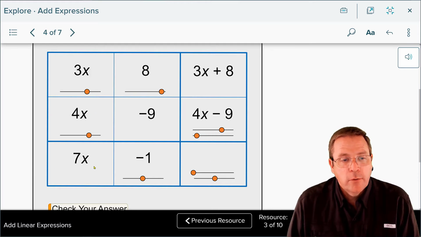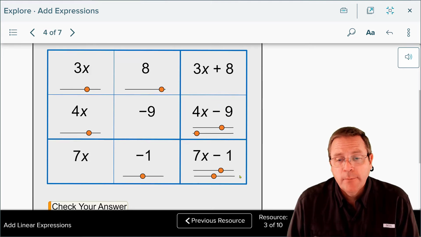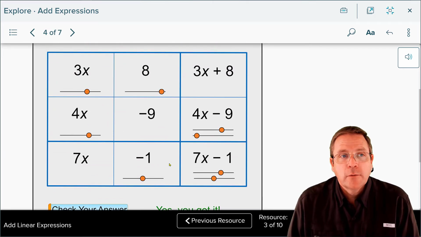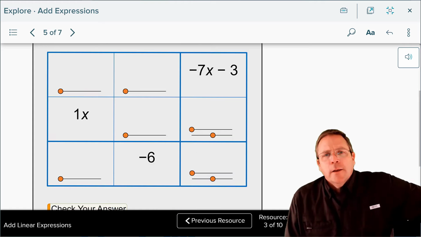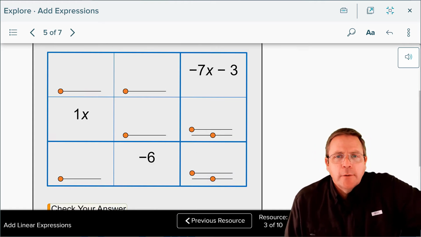And then going across here, 7x minus 1. So we're going to come up here to 7x minus 1. And going this way, the 3x plus 4x is also 7x. 8 minus 9, that's also negative 1. Check your answer. The answer checks. Now I'll let you pause the video and do one more just for fun, and then we're going to get down into the meat of the lesson.